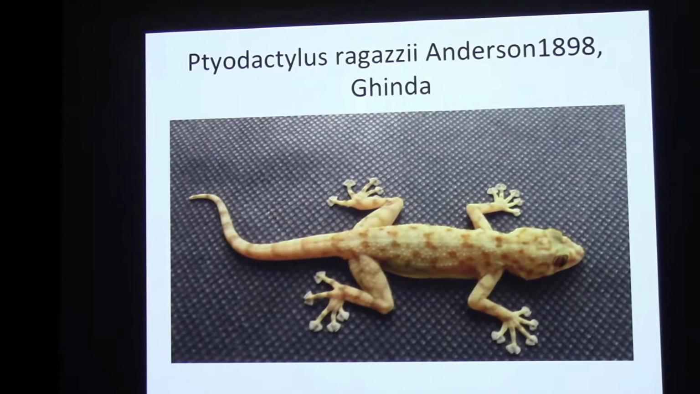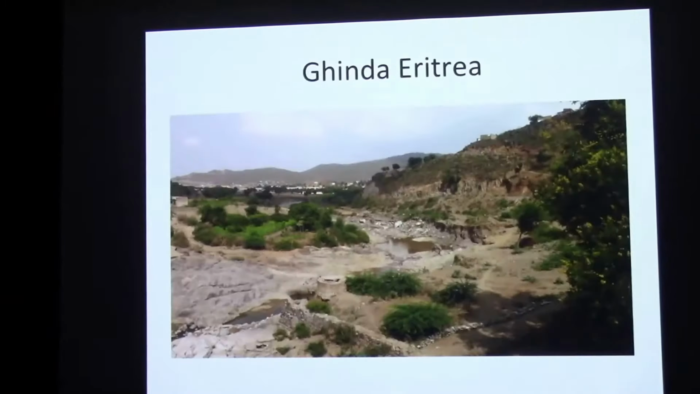This was Anderson 1898, a specimen from Ginda, which was actually collected by the Italians when Ginda was one of the major commercial centers during Italian Eritrea. Ginda is on the road between the capital Asmara, which is at the highlands at 7,000 feet, Massawa, which is at sea level, and Ginda, which is about 3,500 feet. So it's about halfway there, and it's a well-watered area that actually still has some remnant primary forest.